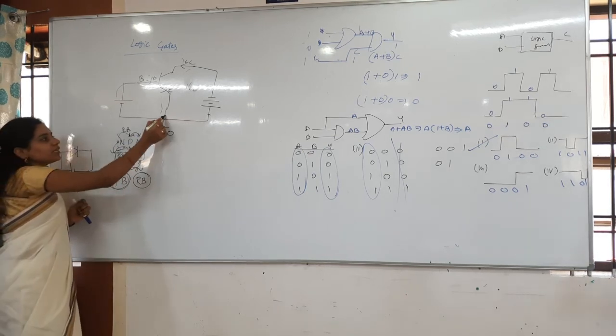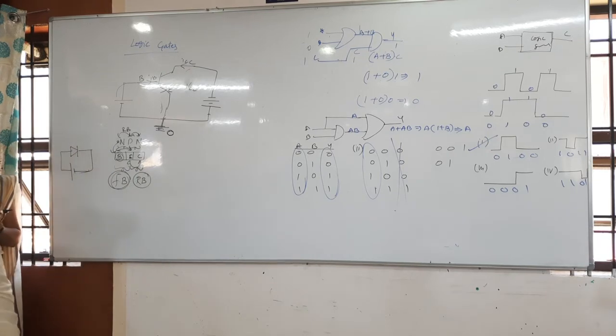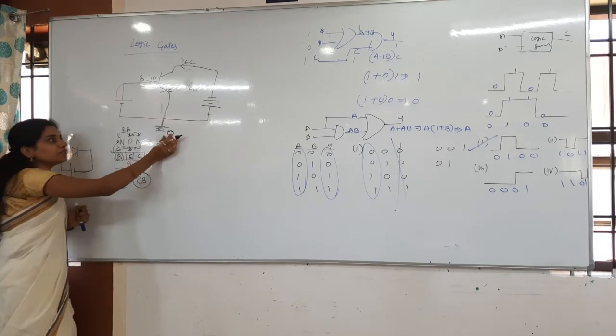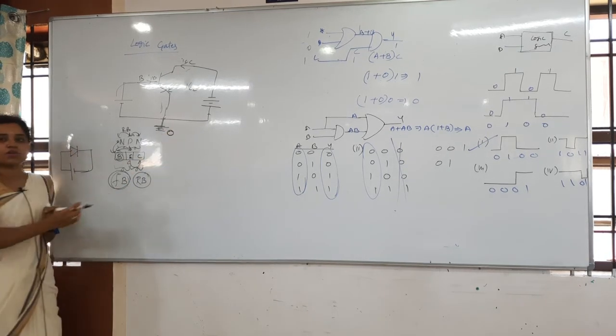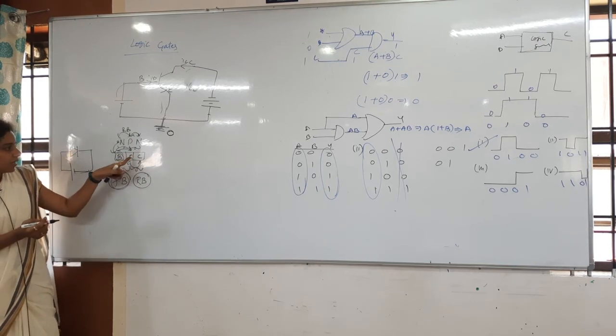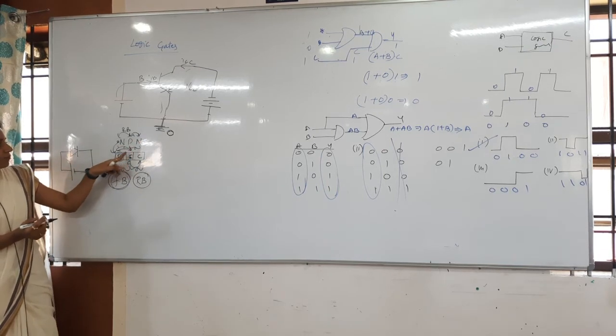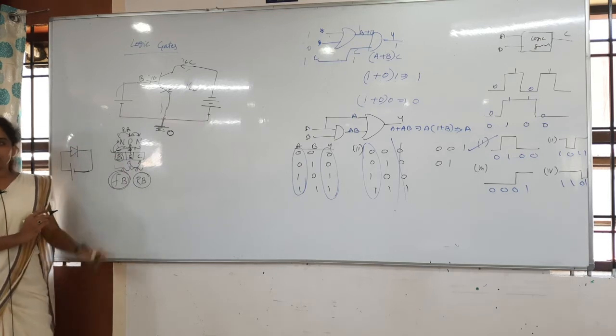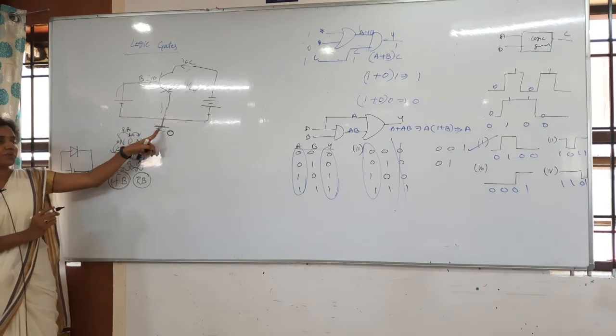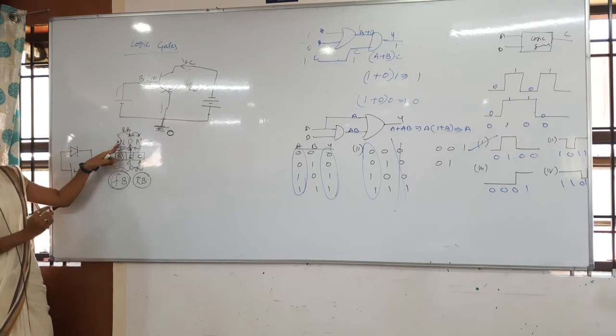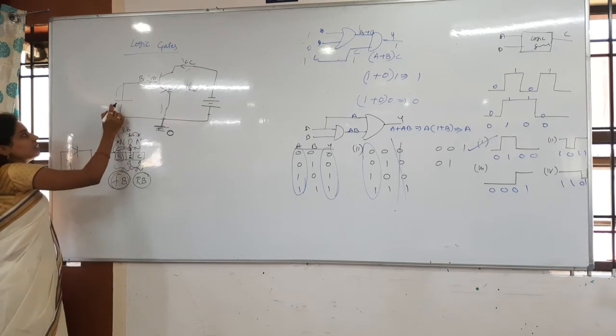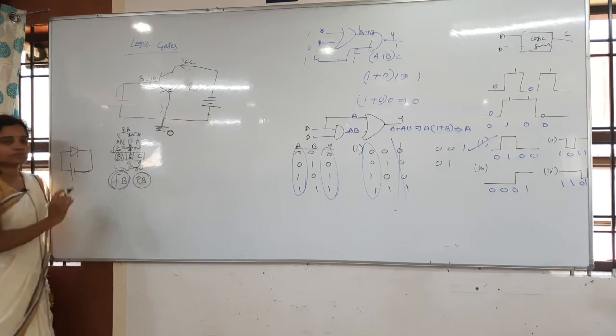So this emitter is connected to what here? 0. So emitter should be 0. Emitter is 0, nothing but it should be lower actually. Is that correct? Lower or higher? Higher. It should be higher actually. Emitter is positive, so the emitter should be at higher potential and the base at lower potential, so that you have to take in this direction.